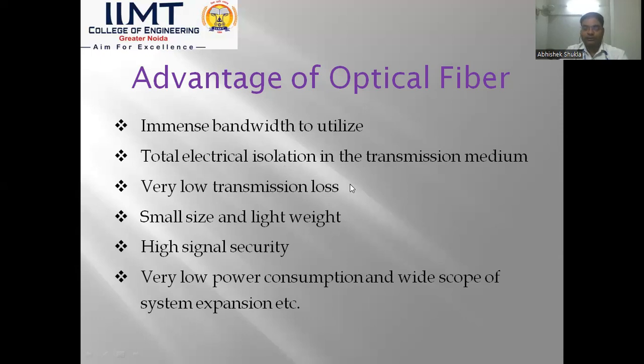Very low transmission loss, means the loss is very low, and also it has small size and is lightweight. High signal security. For this security, we can use it for some security purposes, like in our defense. Very low power consumption. This is a very good thing, that it requires only a few watts for the proper functioning of this optical fiber, due to which it has wide scope of system expansion.